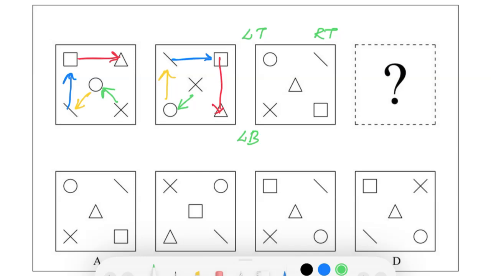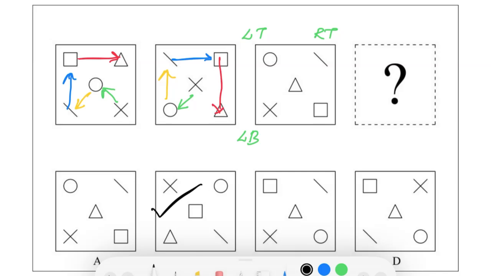So if we move in such a direction, what will happen? Where will the triangle go? The triangle will come at the left bottom. And in which option is this happening? This is happening in option B. So now let's see. The x, or the cross, is moving above, the circle is moving to the right top, the line is moving to the bottom, and the square is moving to the center.